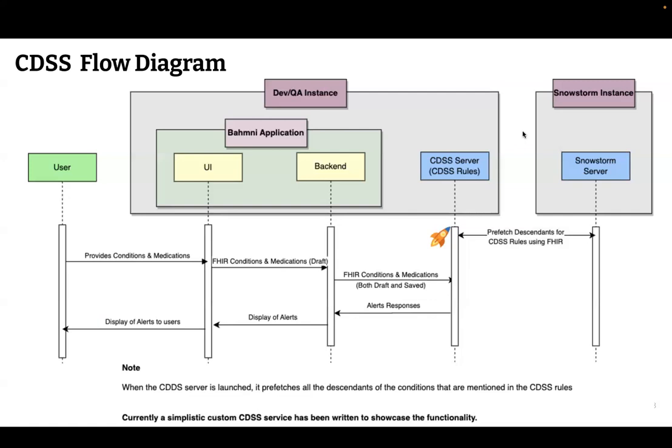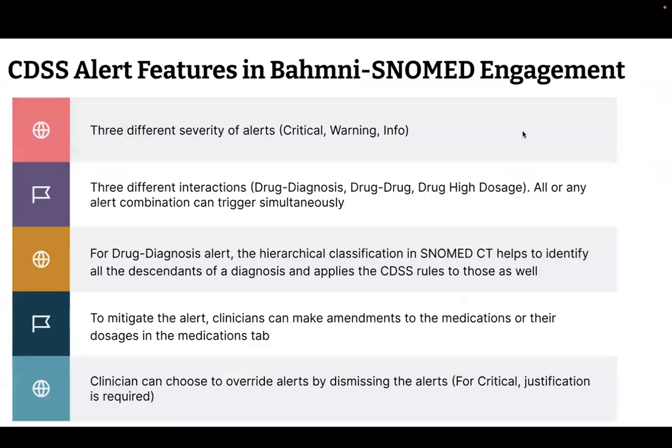Now, let's move on to the features that we have. So currently, we are showing three different severity of alerts if any interaction is triggered. So let's say it is a critical alert, a warning alert, or an information alert. Critical alert basically prevents the user from saving information about that patient without providing any justification of dismissing or overriding the critical alert. And as we mentioned, there can be different types of interactions.